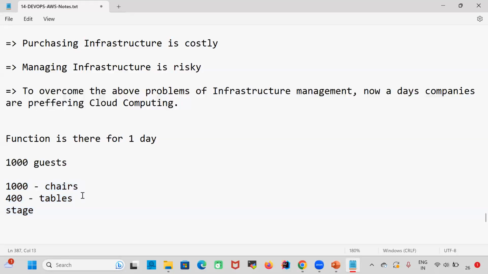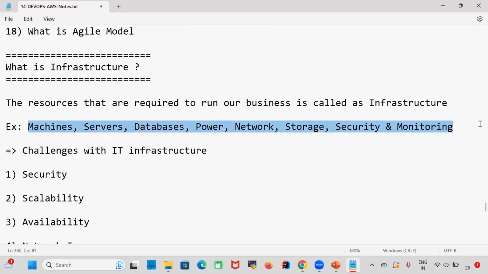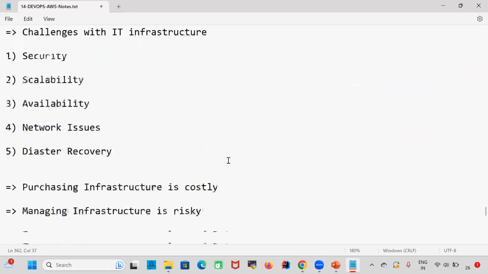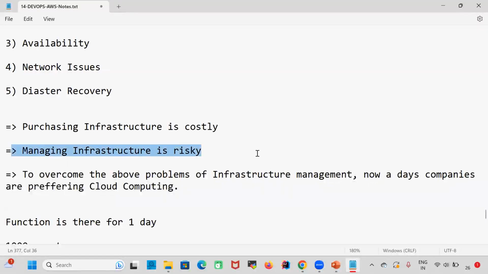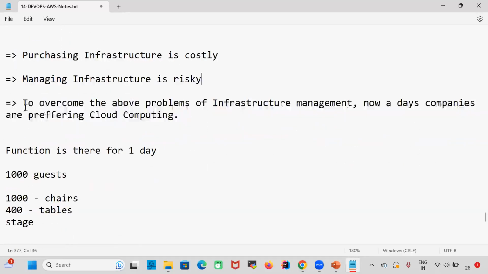That is difficult. So same problem: when you purchase the infrastructure, you need to spend a lot of money for purchasing. And the second problem, you need to manage that infrastructure to run your business 24/7. So that is the problem. Money we need to spend, time we need to spend. To overcome those problems of infrastructure management, nowadays companies are going for cloud computing.